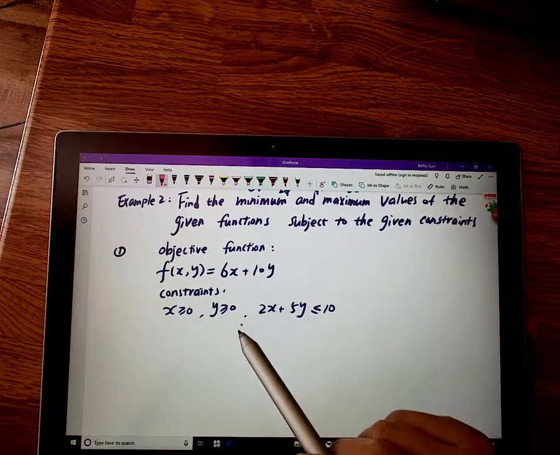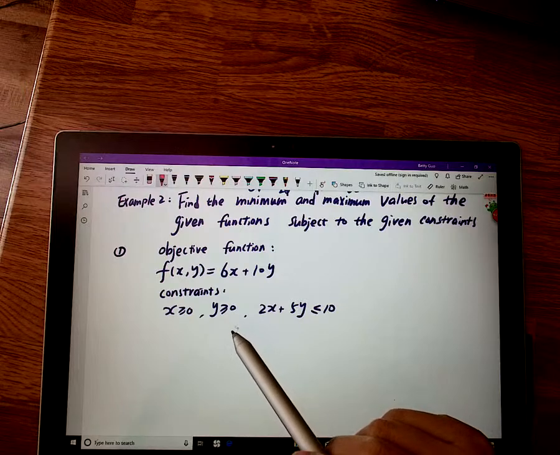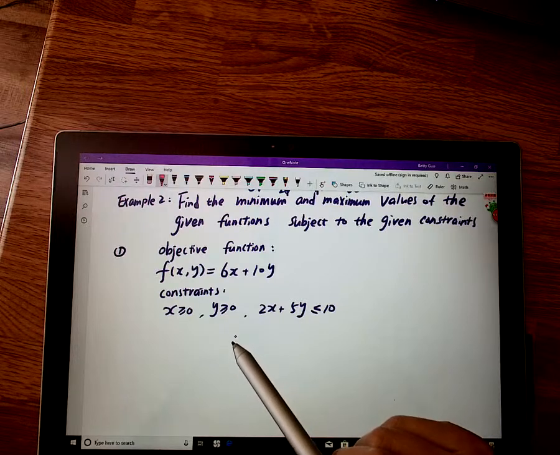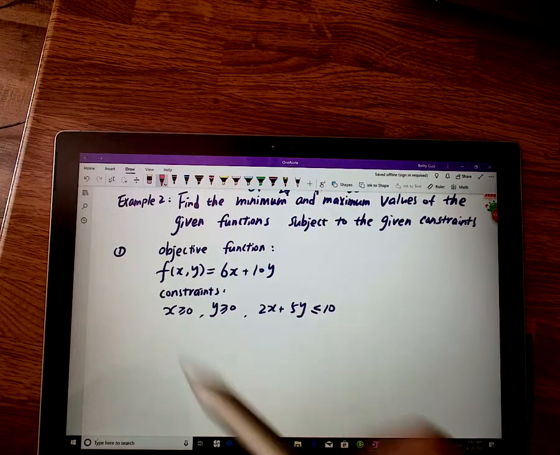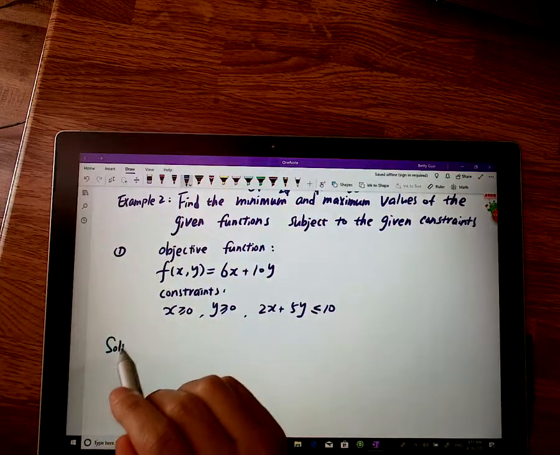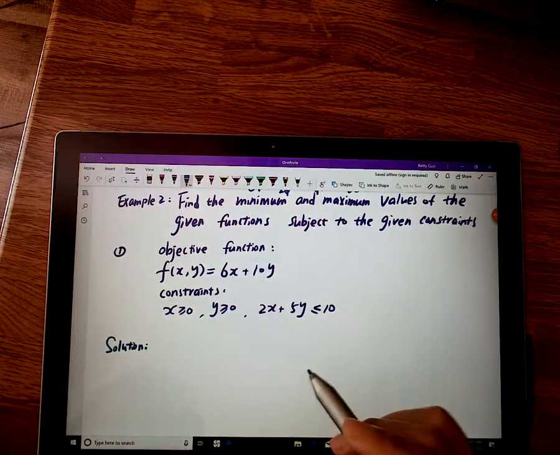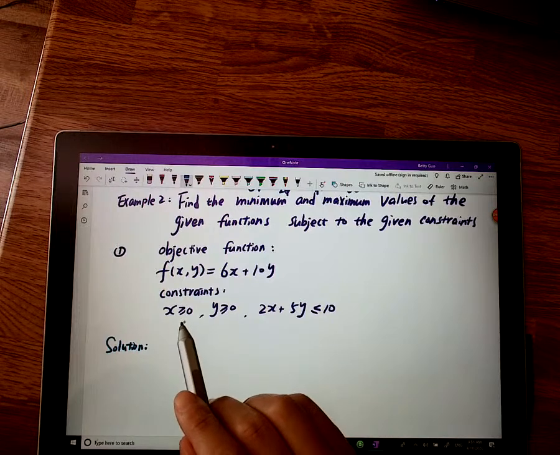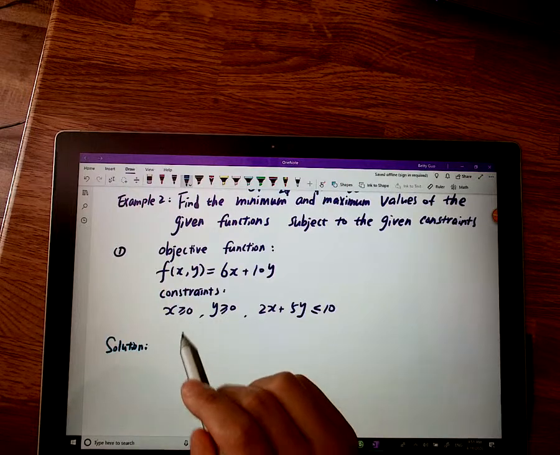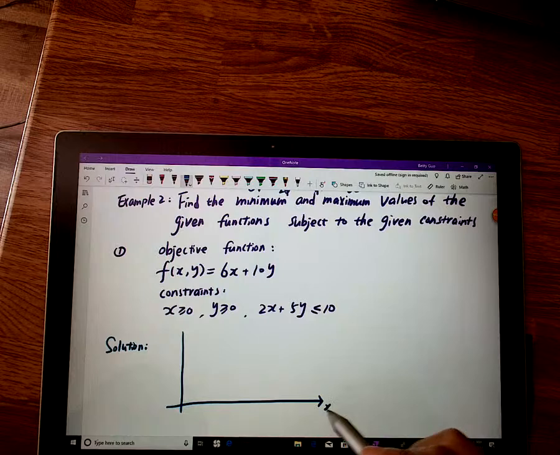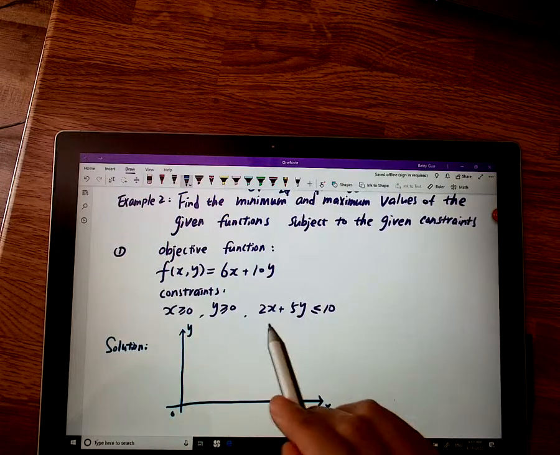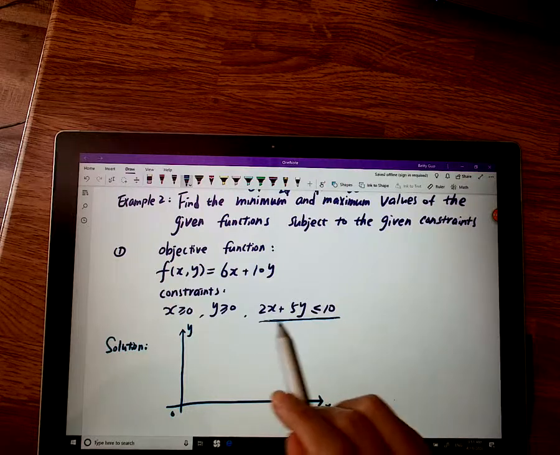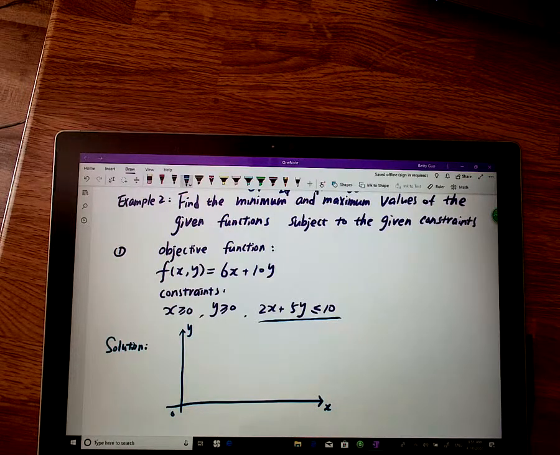In example 1, I showed you how we graph the feasible region, right? So what does the guideline say? Step 1 of the guideline is to graph the feasible region. So let's do that. We're going to graph the feasible region. X is non-negative, y is non-negative. That tells us the graph is going to be just in quadrant 1. Let's graph the solution set of this inequality first.